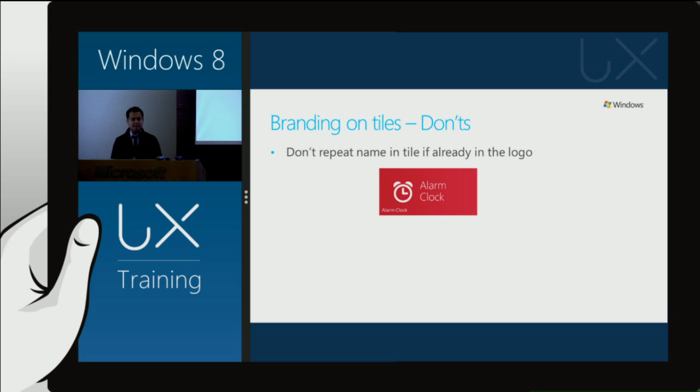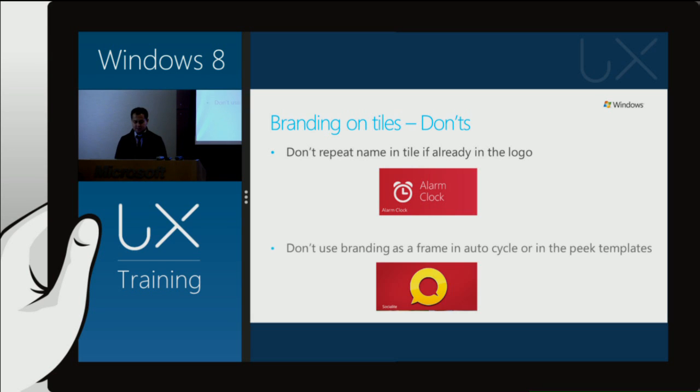So, since we talked about do's, let's talk about don'ts here. You don't want to repeat the name in the tile if it's already in the logo. It's just redundant. And also, people are activating or using your live tile so they're getting valuable information. They're being updated on content within so that they can make decisions on whether or not they want to tap or click into your tile. So don't use branding as one of the frames within the auto cycle of your tile. By doing so, you're defeating the expectation of the user getting valuable information and content from that tile.